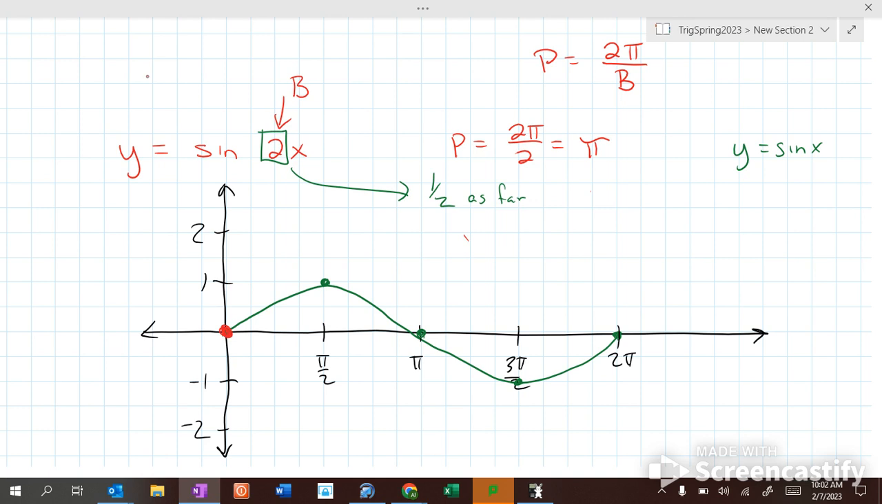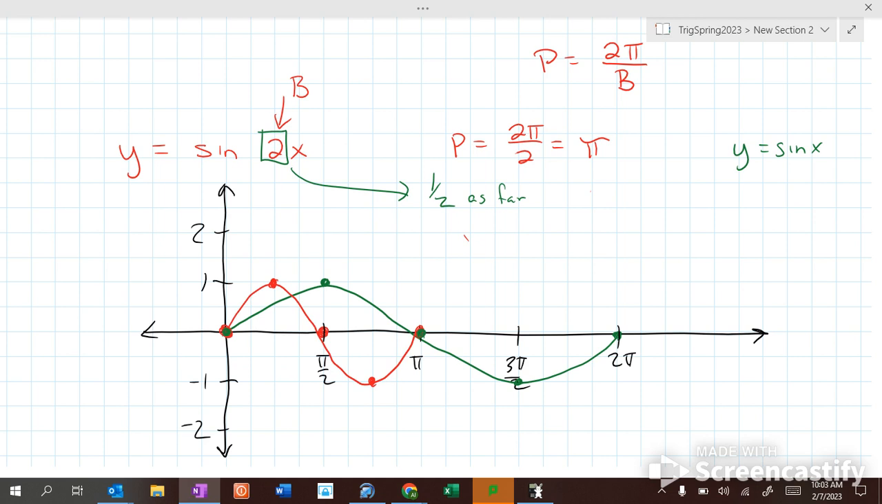What's half of 4 squares? 2 squares. What's half of 8 squares? 4 squares. Half of 12 squares is 6 squares. And half of 16 squares is 8 squares. So that's what the sine of 2x curve looks like. Okay? So that's easy peasy lemon squeezy. Okay? Because it's just half as far. If it's a 2 in front, it's half as far.